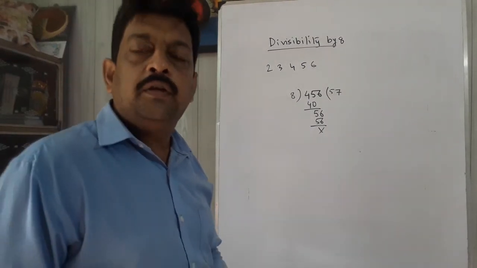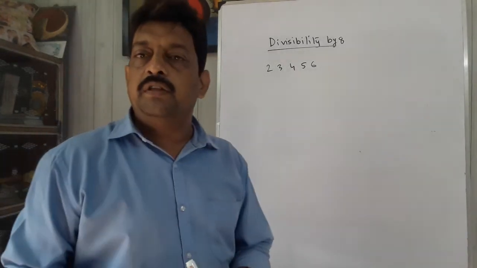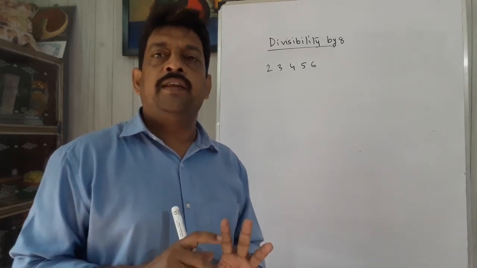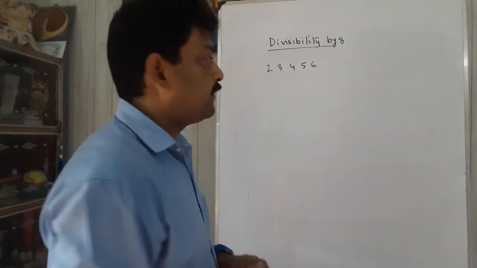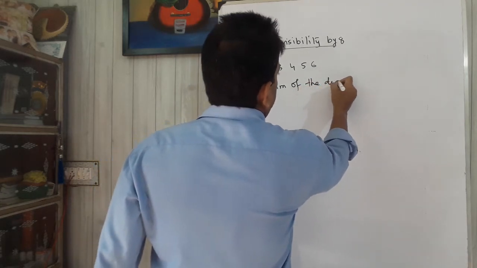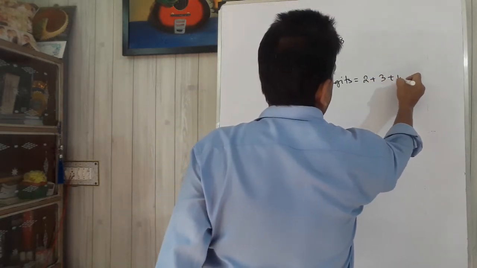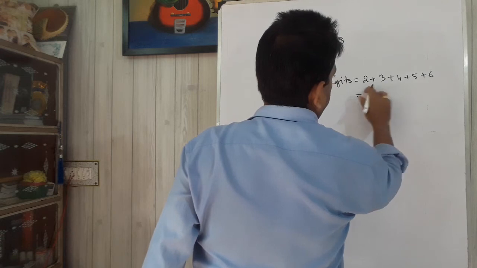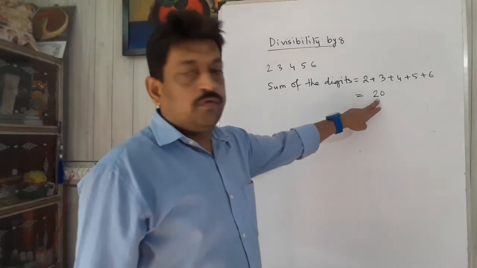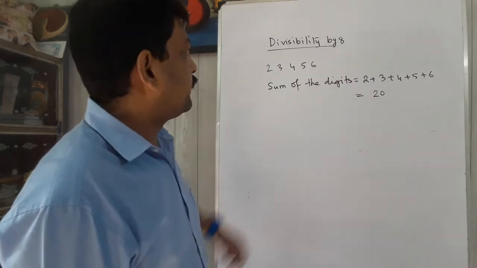Now the divisibility by 9. It is also similar to the divisibility by 3. Here we have to add the digits. If the sum is divisible by 9, then the given number is also divisible by 9. So first of all, we have to find the sum of the digits. It is 2 plus 3 plus 4 plus 5 plus 6: 5, 9, 14, 20. As you can see, the sum 20 is not divisible by 9. So the given number is also not divisible by 9.